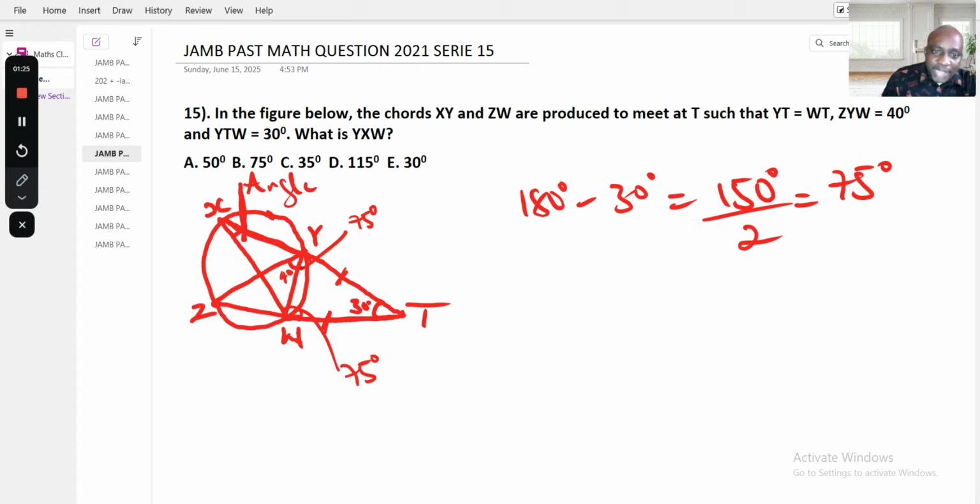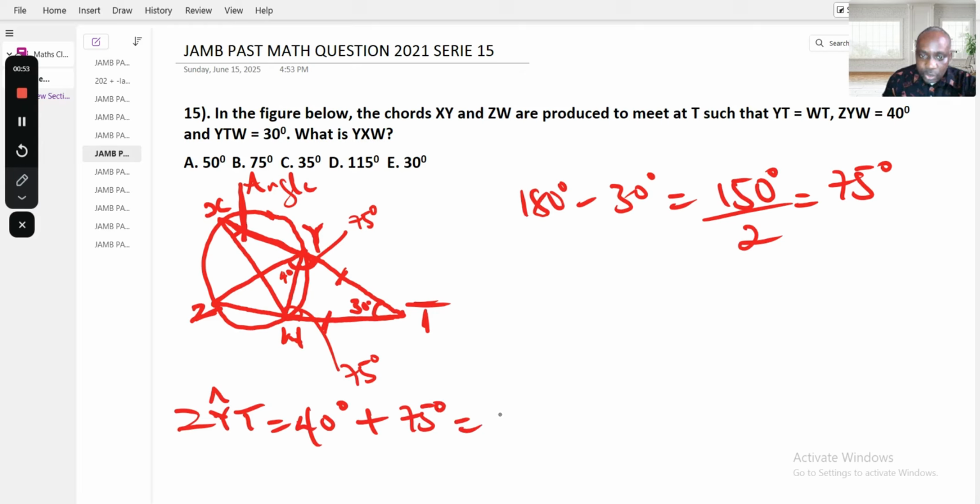The sum of the angles of this triangle will be 180 degrees. Now, if this angle is 75 degrees and this angle is 40 degrees, what will be the angle of ZYT? ZYT is going to be, because we have 40 here already, the angle there is going to be what? We have 40 here already, and from here to here we have 75. It's going to be 40 degrees plus 75 degrees. It's going to give us what? 115 degrees, isn't it?